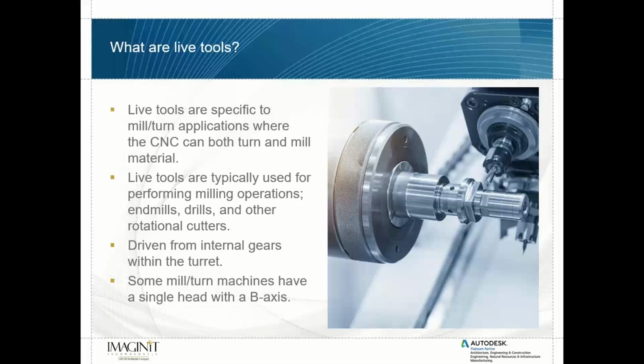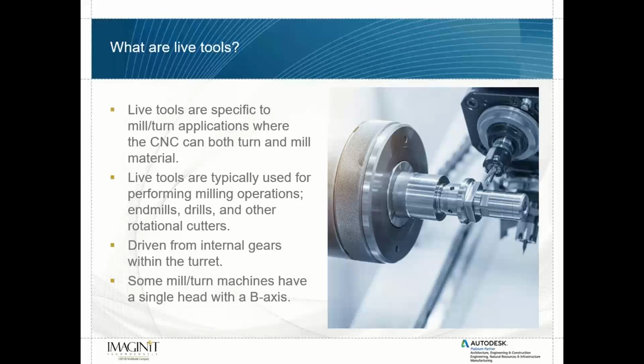Live tools can mean a couple of different things. Essentially, it's a CNC machine that can both mill and turn, right? So we can create roughing and finishing profiles of our part, and then we can come in with other specific tools such as milling end mills and drills and key seat cutters, things like that, and create different features about the diameter of our turn part, right?